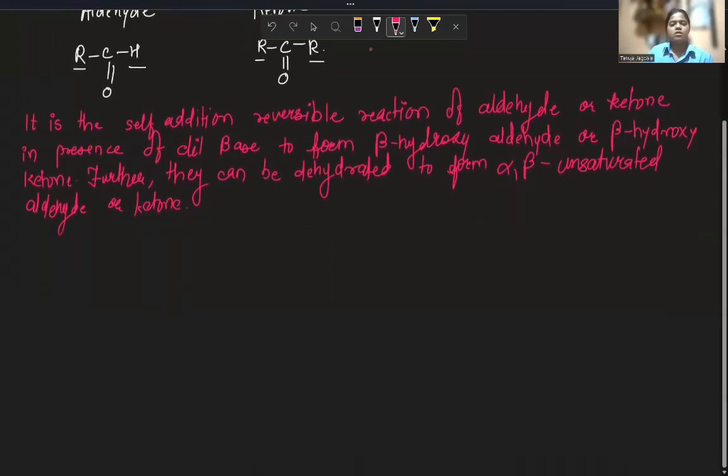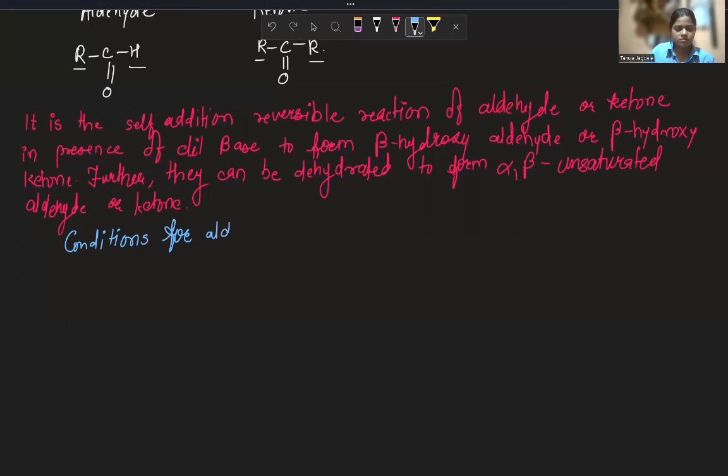So, let us see the conditions for aldol. For aldol condensation reaction to occur, aldehydes and ketones must have alpha hydrogen atoms. Let us take the first example, acetone. Adjacent to the carbonyl carbon atom, we have two alpha carbons. Here we have 3 alpha H, and here we have 3 alpha H. So in total, we have 6 alpha H.